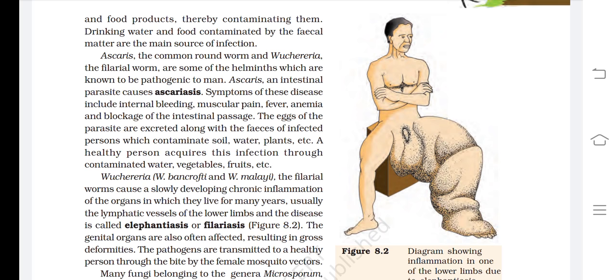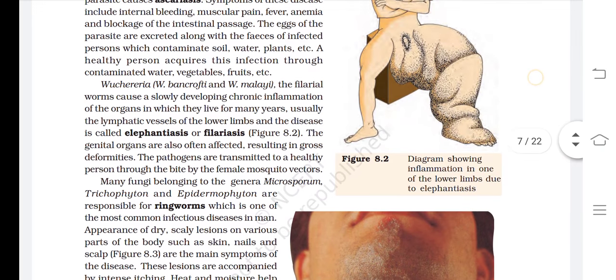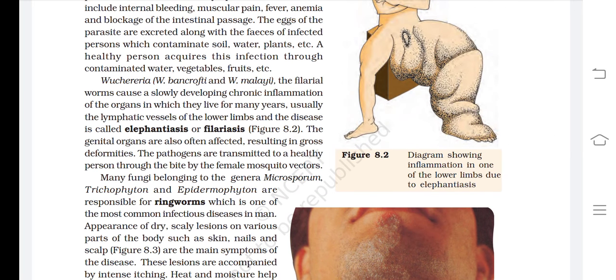Wuchereria bancrofti and Wuchereria malayi, the filarial worms, cause a slowly developing chronic inflammation of the organs in which they live for many years. Usually, the lymphatic vessels of the lower limb are affected, and the disease is called elephantiasis or filariasis. The genital organs are also often affected, resulting in gross deformities. The pathogens are transmitted to a healthy person through the bite of female mosquito vectors.